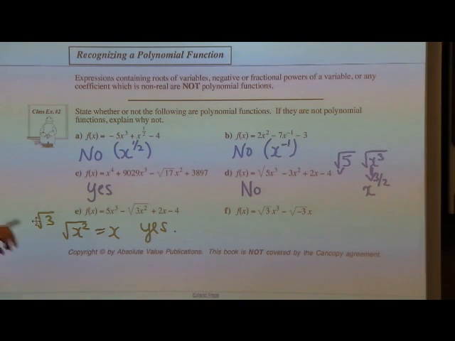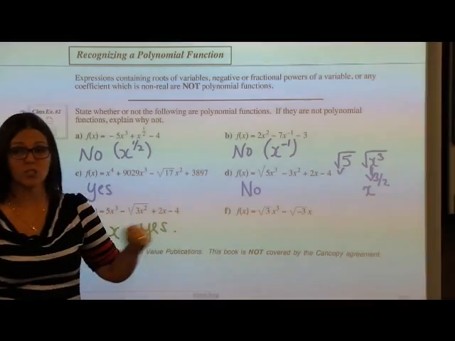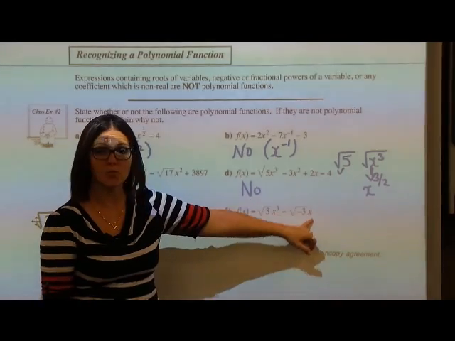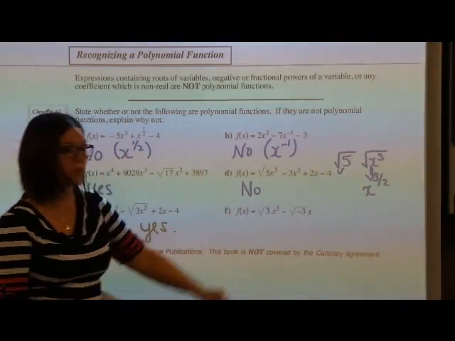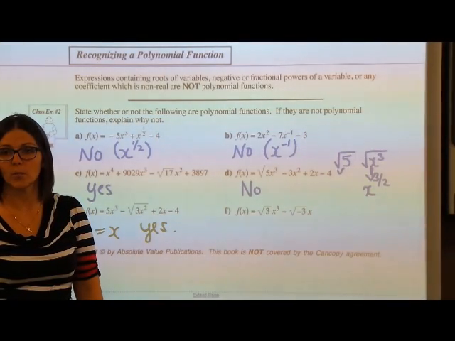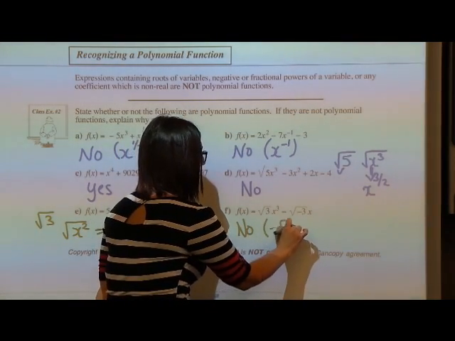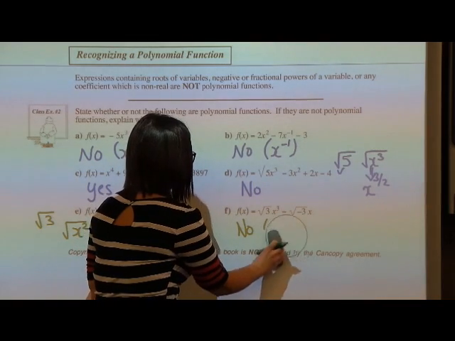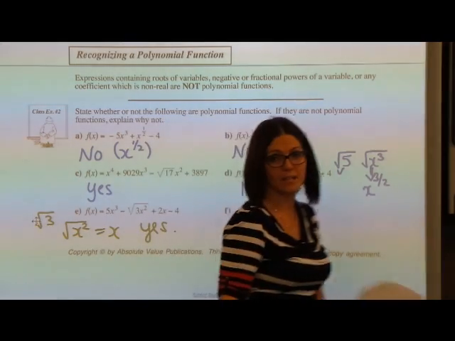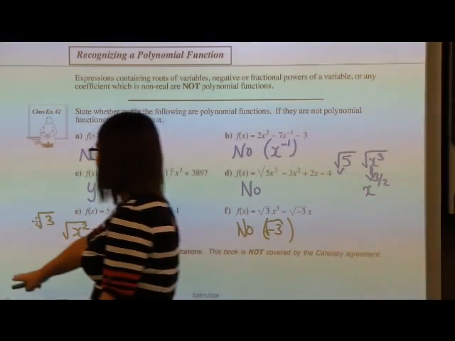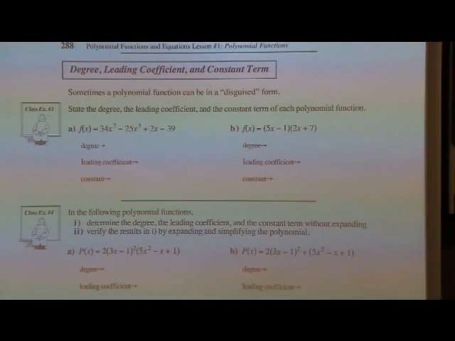If I look at f, I have a square root of 3, which is a real number. I have an x cubed, which is a whole number. I have this x, which is outside the radical, so that's okay, it's a whole number. But then I have the square root of negative 3. Is that a real number? No. So this is not a polynomial function. And the reason for that is the square root of negative 3, I can't have.